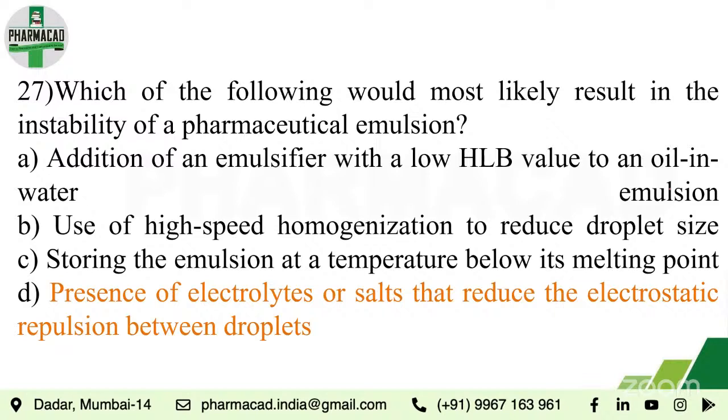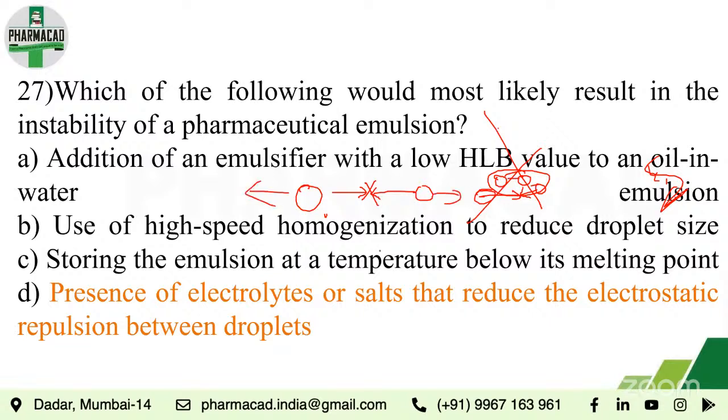The main point of emulsion is that there should be some repulsion between the oil droplets, or whatever the droplets are, so that they don't merge together. If there is repulsion, they won't come together. But if there is attraction between them, they will eventually come together. Do we want that? We don't want this. We want them to stay away.